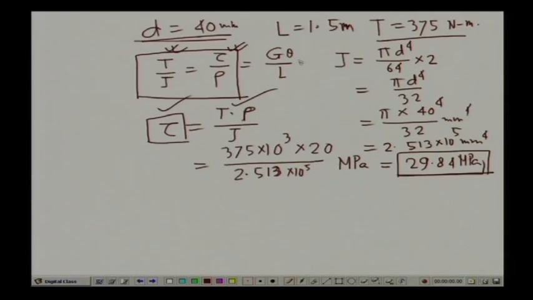Also, we need to evaluate the value of the angle of rotation theta, which is from tau by rho is equal to G theta by L.